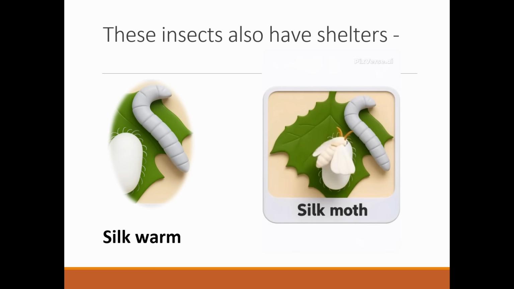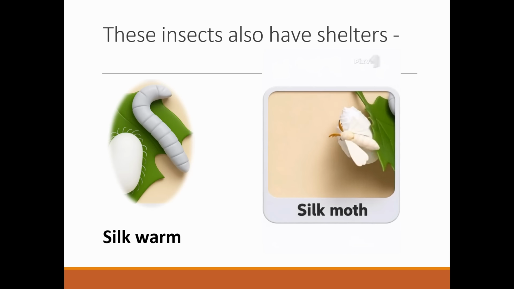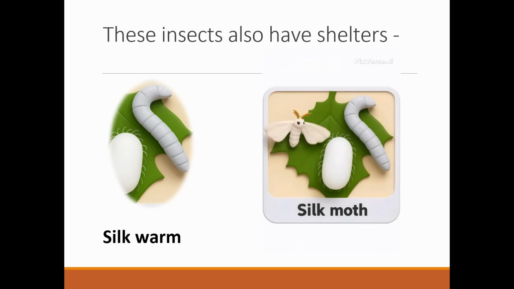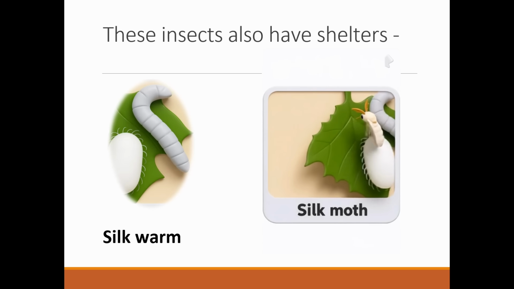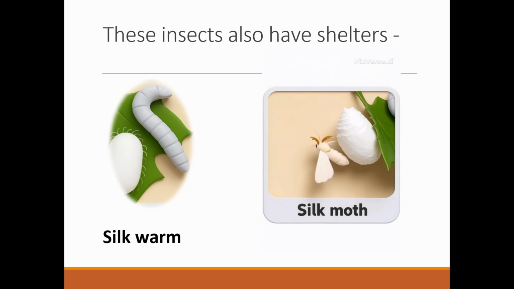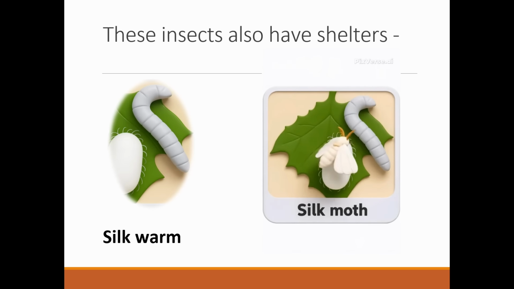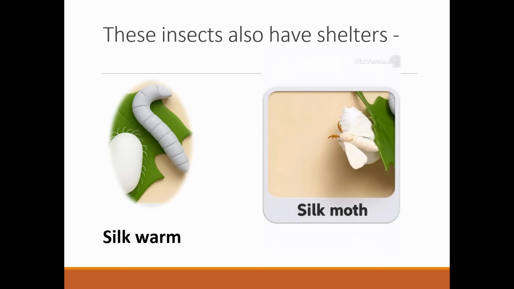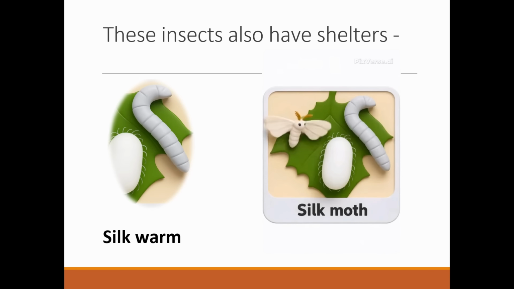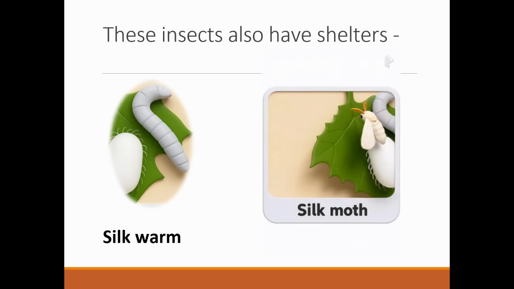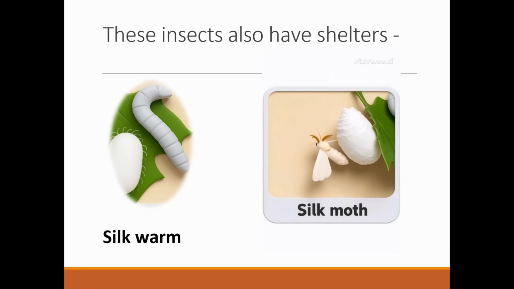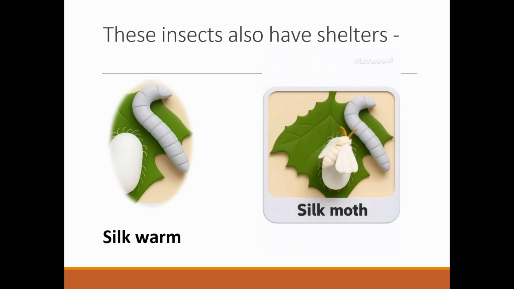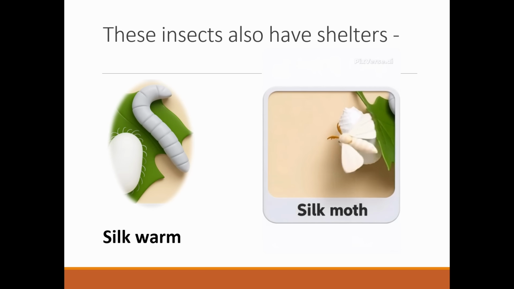Do you know what it is called? Yes, it is called a silk moth. The shelter of the silkworm is called a silk moth. Children, remember this one. So, the silkworm produces silk and it lives in a silk moth. The shelter of the silkworm is called a silk moth.